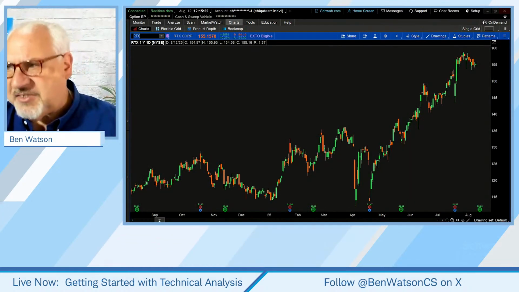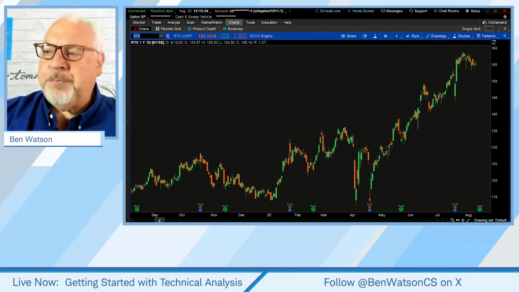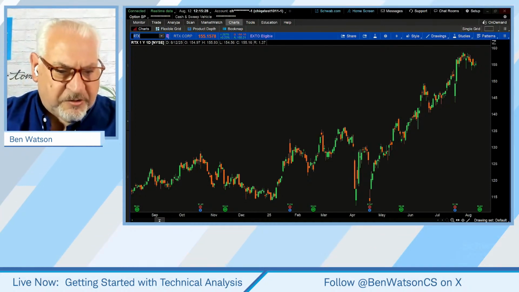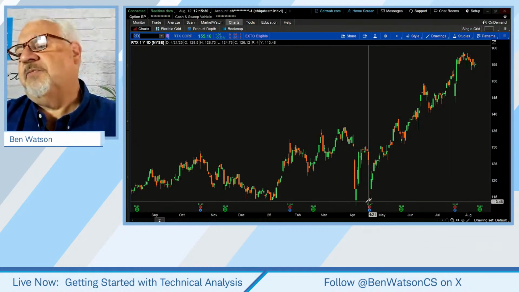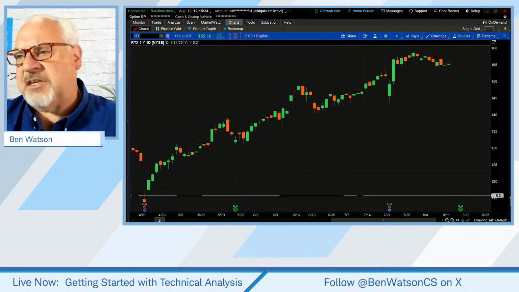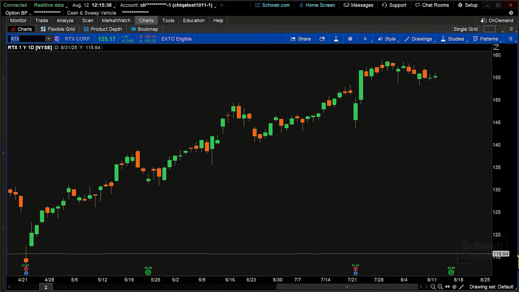And I happen to have an example of a stock that is showing a couple of different flag patterns. So this is RTX. This is Raytheon, and Raytheon's in the defense sector, or the defense industry within the industrial sector. And I just happen to notice a couple of different flags going on in this particular chart.